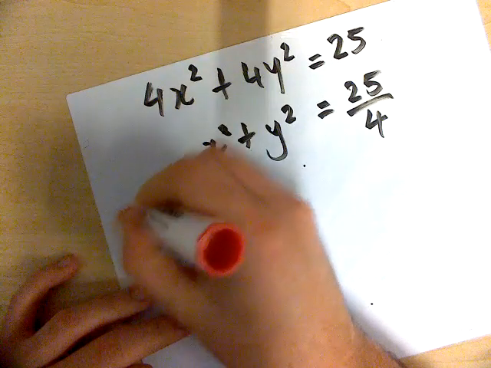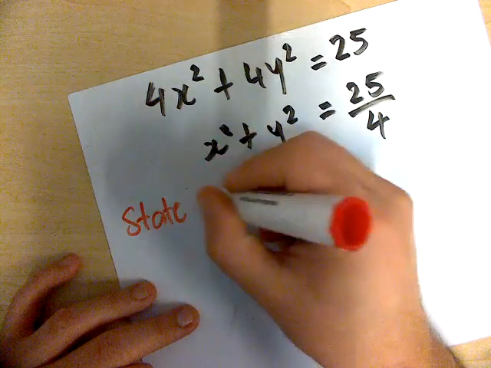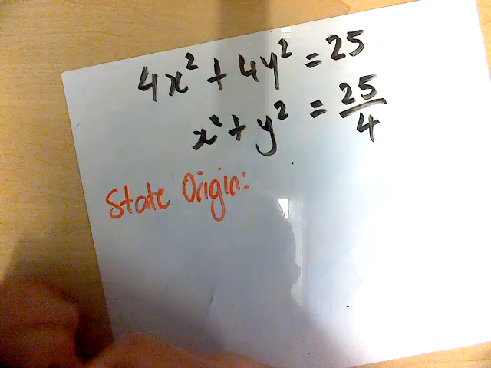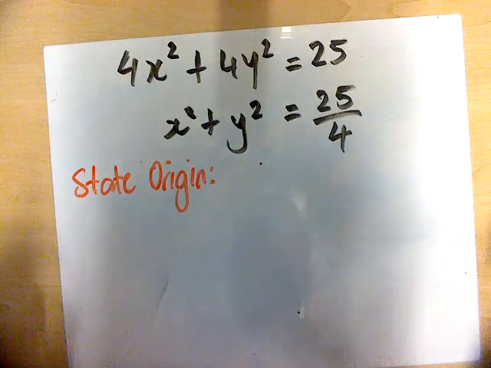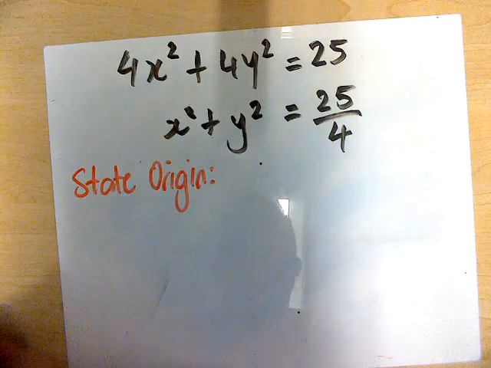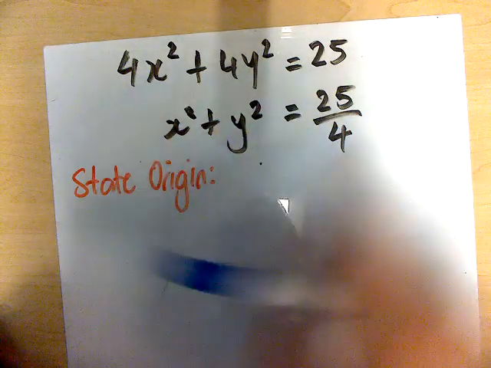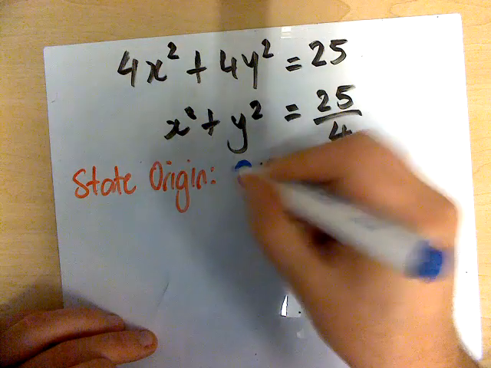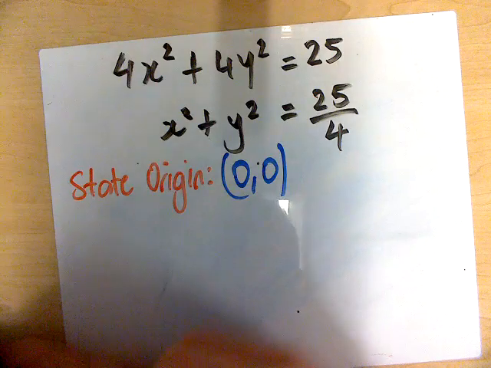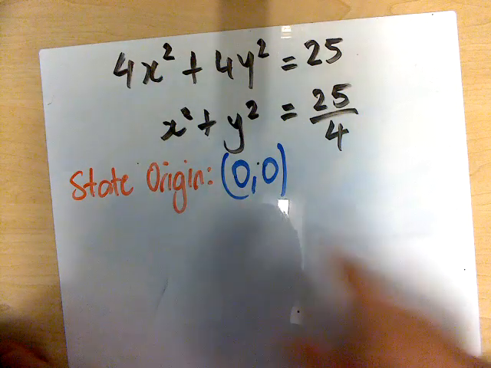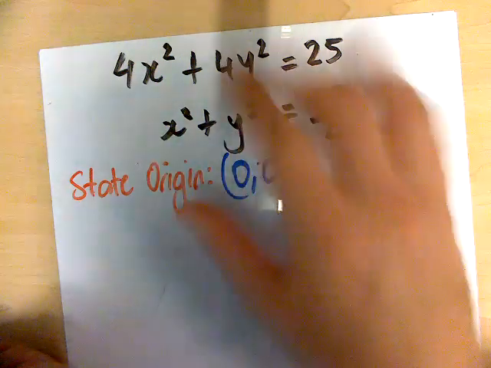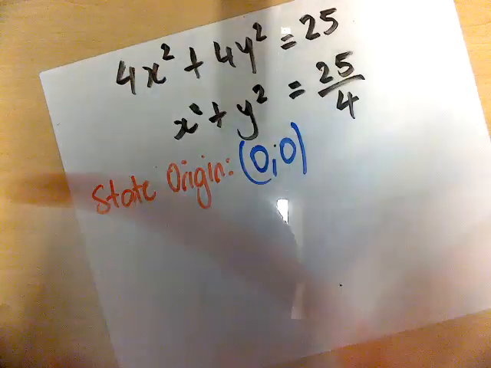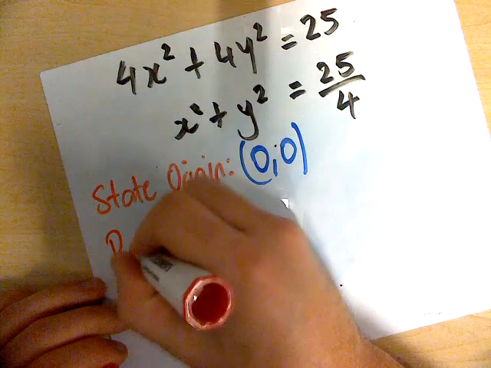The next thing I'm actually going to do is state the origin of our circle. Now, as we know, we haven't really mentioned anything about origin yet. If we have it in this form, x squared plus y squared equals something, it means our origin hasn't actually moved. We've not affected the origin at all. We're going to get to that a little bit later. So our origin for anything that looks like x squared plus y squared equals something is going to be 0, 0. Now I want to find out what my radius is going to be.